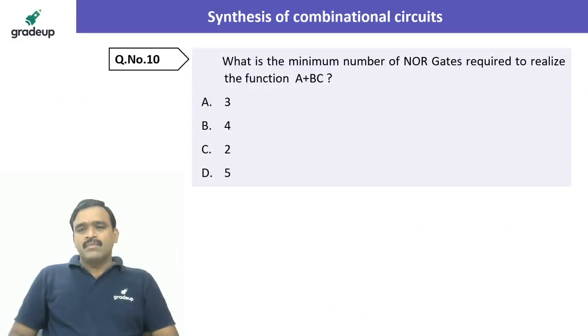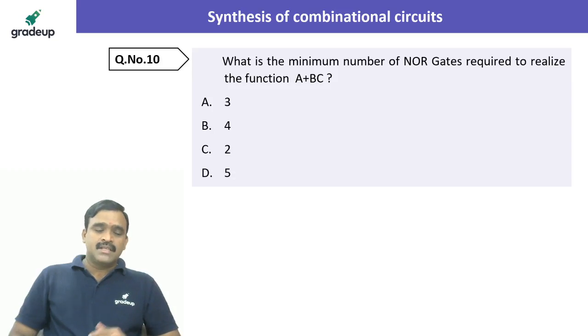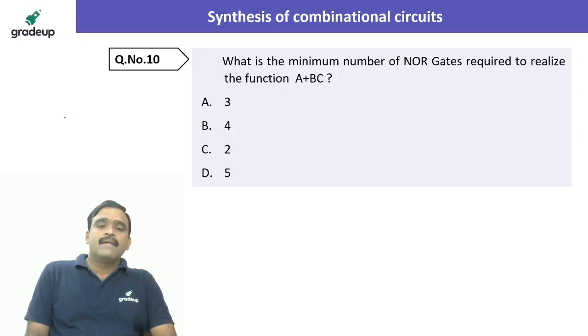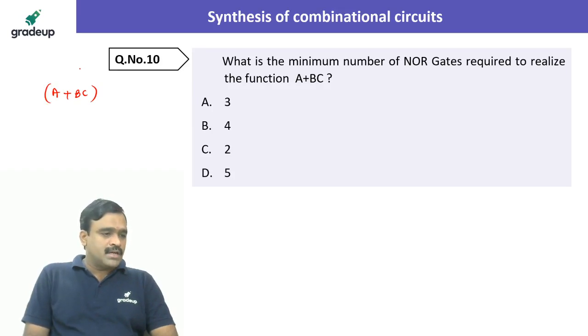What is the minimum number of NOR gates required to realize the function A plus BC? Try this. This is also synthesis of combinational circuits only, because we have to realize one function using the NOR gates. So what is that function here? A plus BC. How many NOR gates are required, if you are using only 2-input NOR gates, for example.